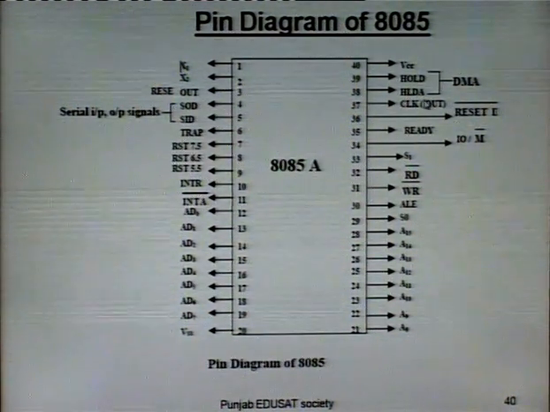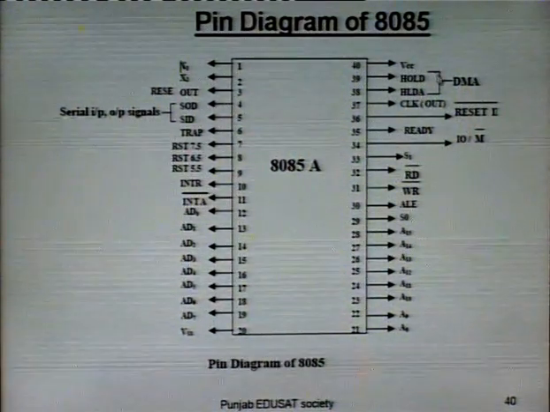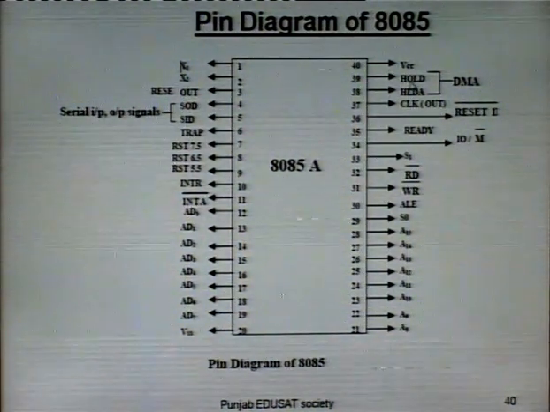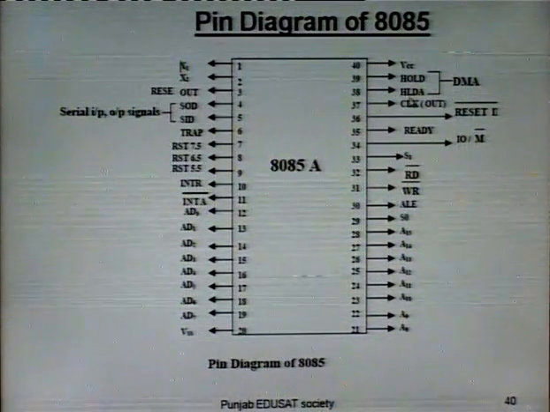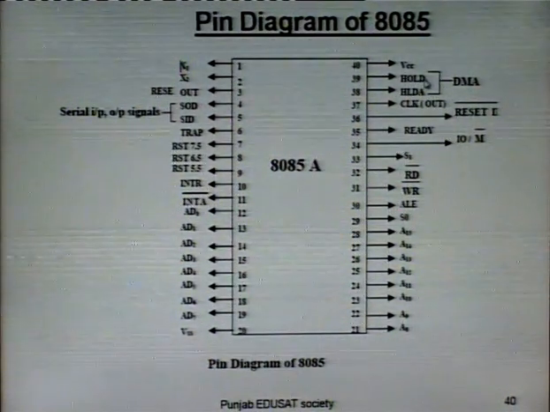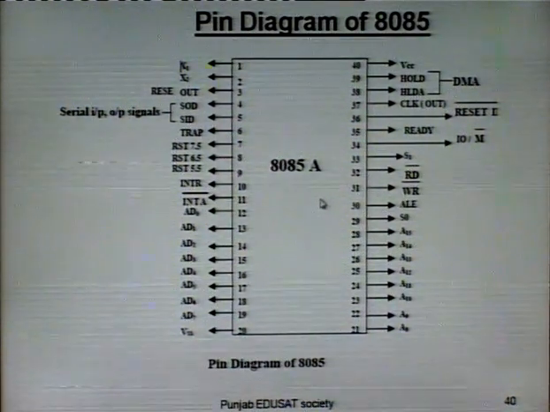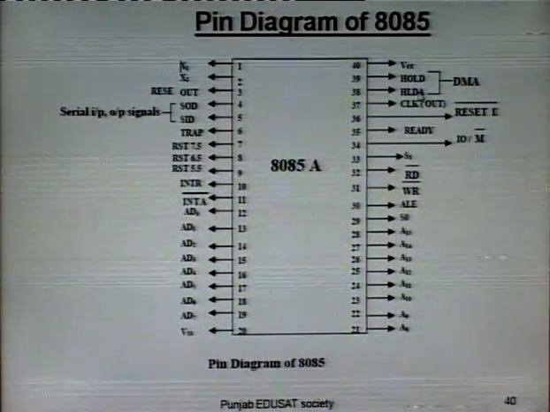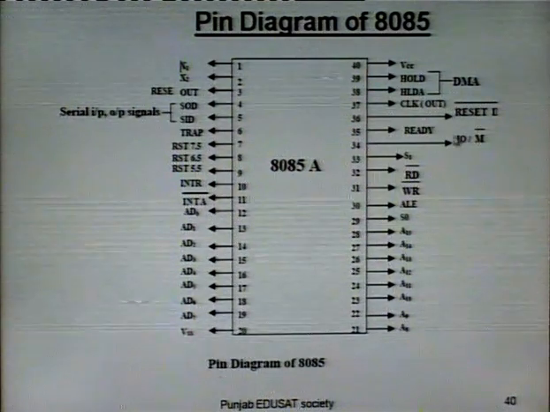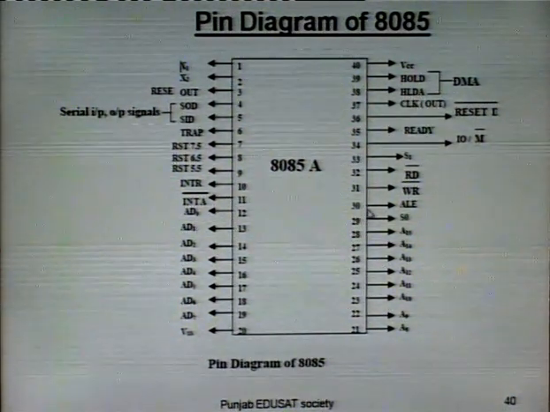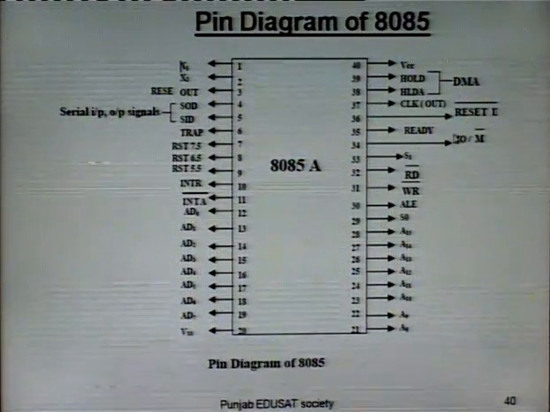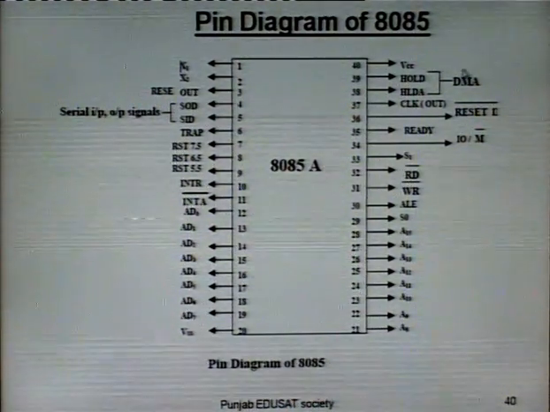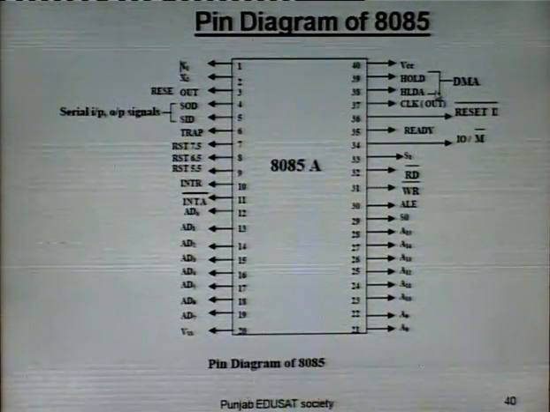HOLD and HOLD ACKNOWLEDGE. These are the two pins used with the direct memory access, DMA controller. When the signal given to the hold pin is made high, the 8085 leaves control of its buses and sends a hold acknowledge signal to the DMA controller. The DMA controller can then use the buses of the 8085 to transfer data directly. Then VCC. Here the positive 5 volt power supply is connected.